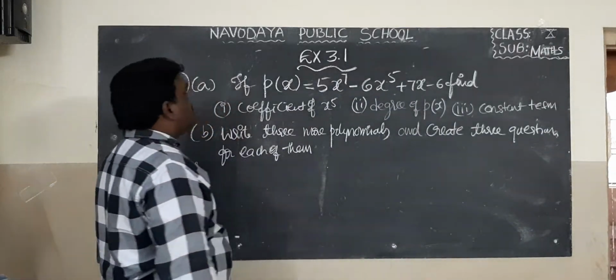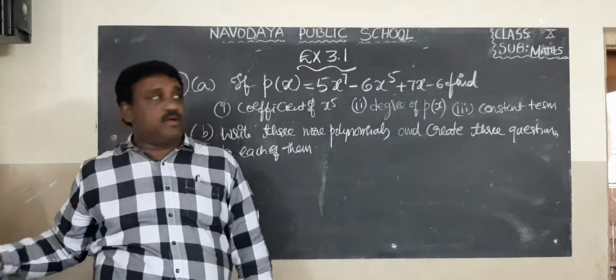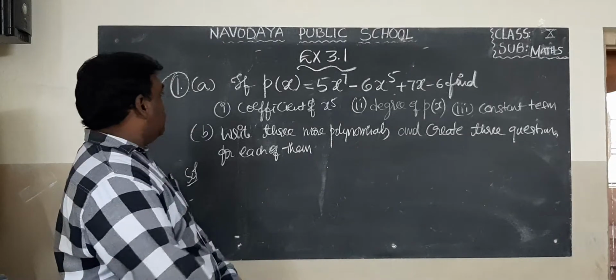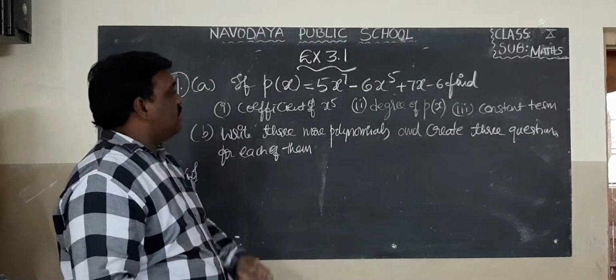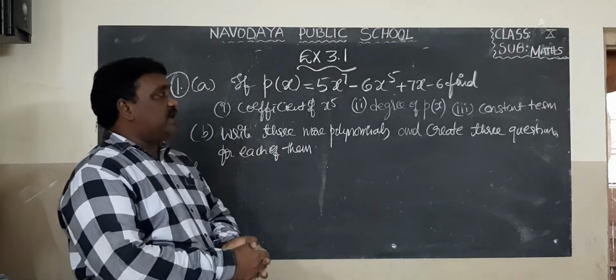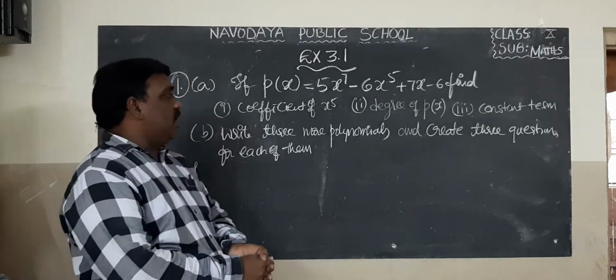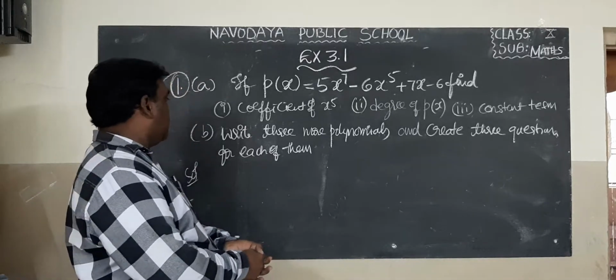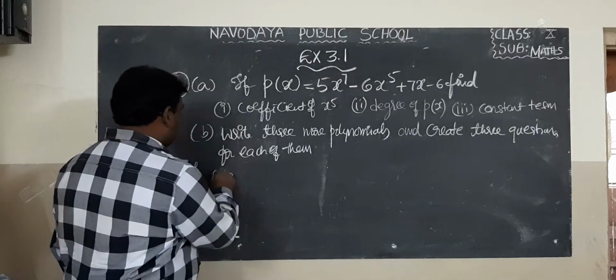What is the problem? If p of x equal to 5x power 7 minus 6x power 5 plus 7x minus 6, find: three questions are there. First one, coefficient of x power 5. Number 2, degree of p of x. Number 3, constant term. B bit, write three more polynomials and create three questions for each of them. Okay? So first one, see the first one solution.